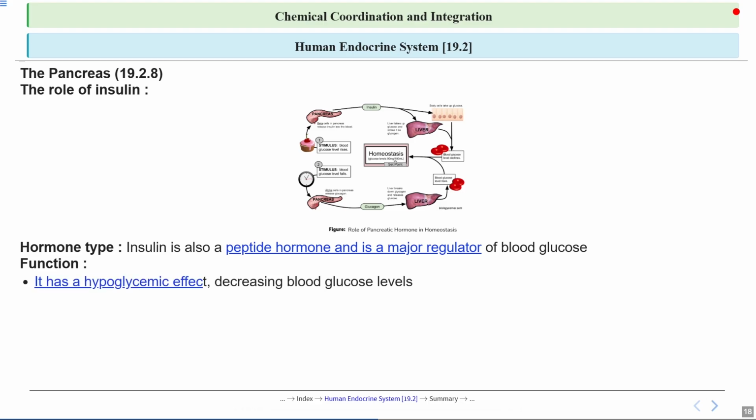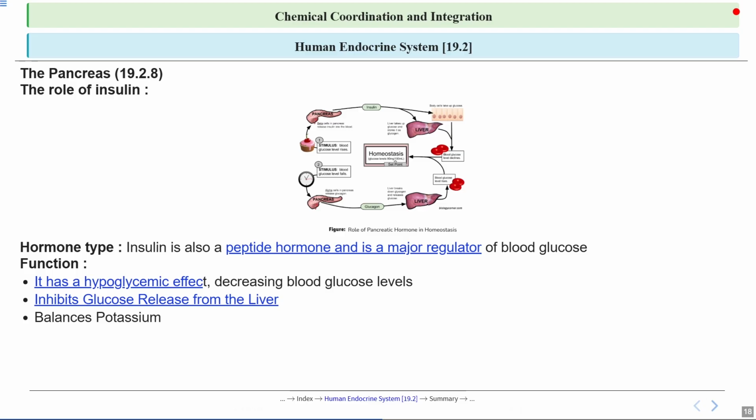Let's talk about function. It has a hypoglycemic effect, decreasing blood sugar levels. It inhibits glucose release from the liver. So it regulates blood sugar levels, especially after a meal, by preventing the liver from adding extra glucose into the bloodstream, which keeps blood sugar within a healthy range.